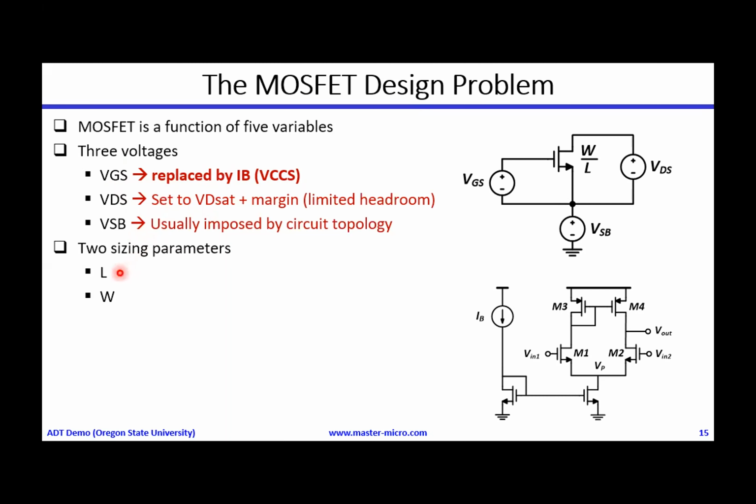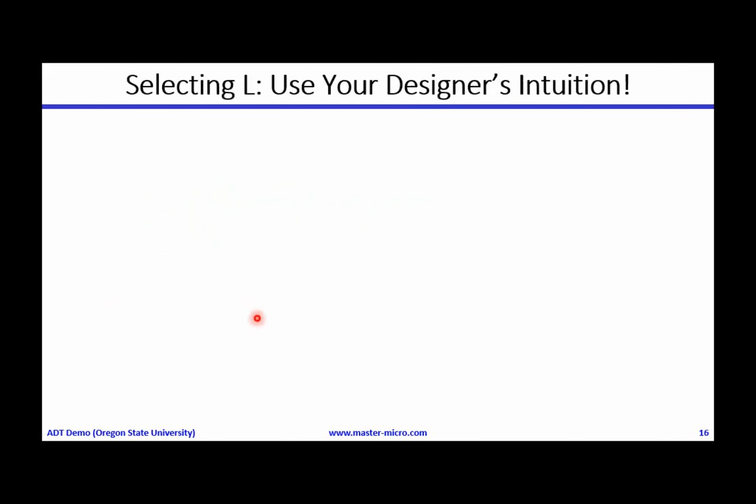So the designer spends most of his time determining these 2 sizing parameters, the L and the W, of course, in addition to the bias current. The good news is that when you select the L, the designer can use his intuition. And this is very, very important for an analog designer to have intuition. This is what helps differentiate an expert analog designer from a beginner analog designer.